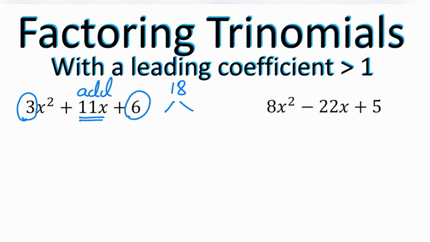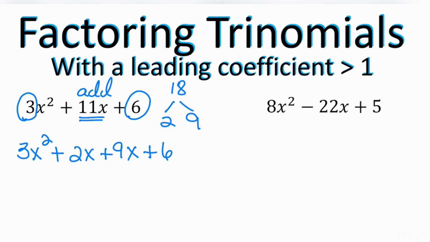So 18 is 3 times 6. That's not going to add to give me 11. 2 times 9 is going to multiply to give me 18, and it's going to add to give me 11. So what I do now is rewrite the problem. I'm going to write 3x squared plus 2x plus 9x plus 6. So what I really have done is taken this middle term, 11x, and broken it up into 2x and 9x, because if I combine like terms, I get back 11x.